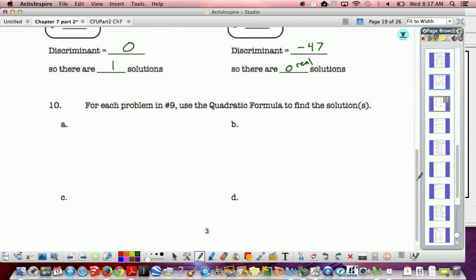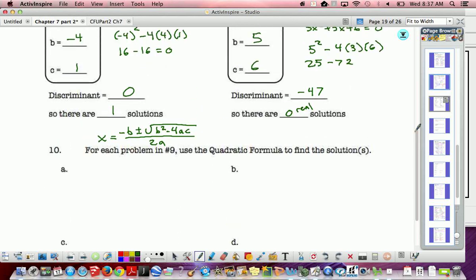Now, for number 10, it says for each problem in 9, use the quadratic formula to find the solutions. So quadratic formula, x equals -b plus or minus the square root, b squared minus 4ac all over 2a. Now the nice part is you've actually done this part under the radical in the top part. So I'm going to save myself some time and some steps here.